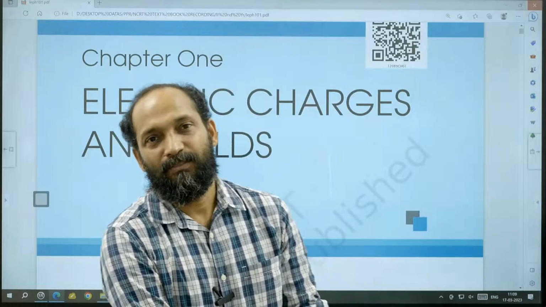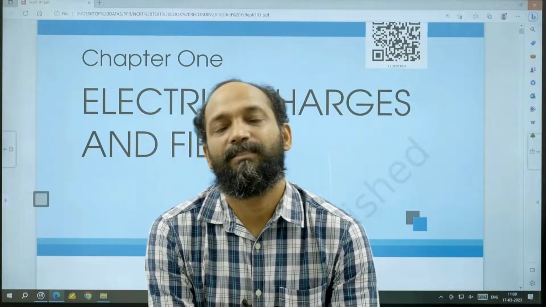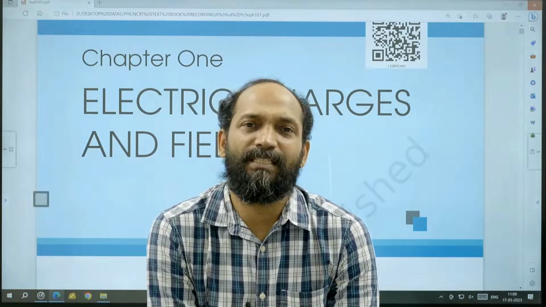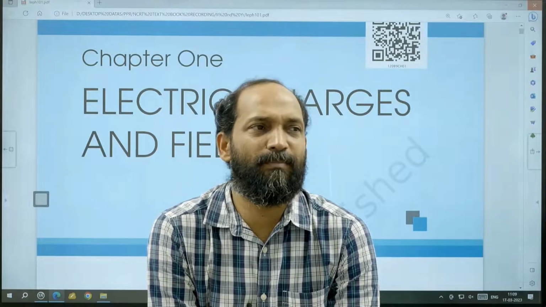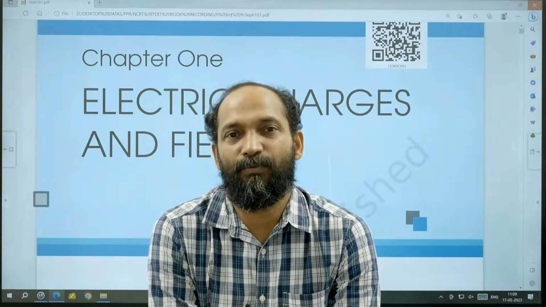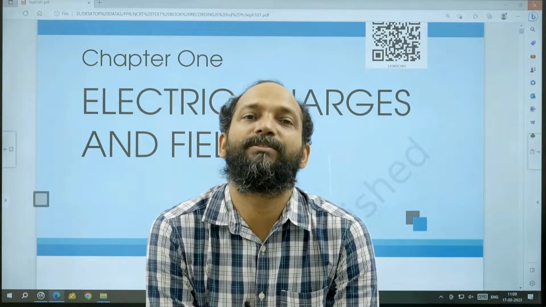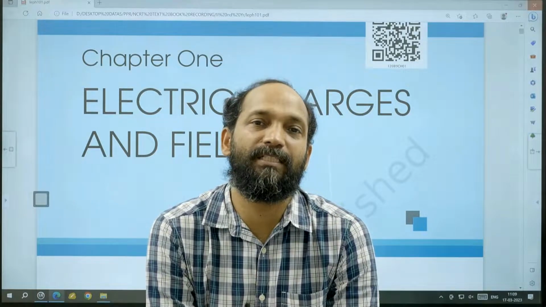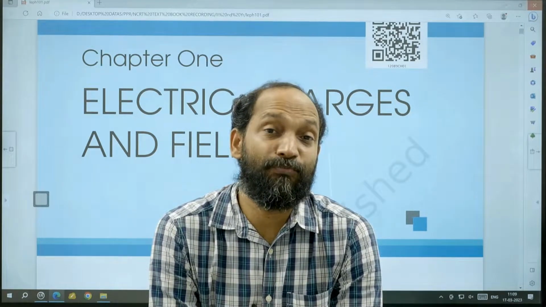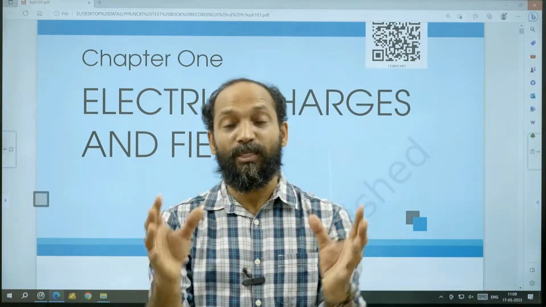So here, the basic properties of electric charge. Electric charge is conservative. What do you mean by the conservative property? Conservation of electric charge means charge can neither be created nor be destroyed, but it can be transferred from one body to another body. But the total charge of an isolated system is a constant.